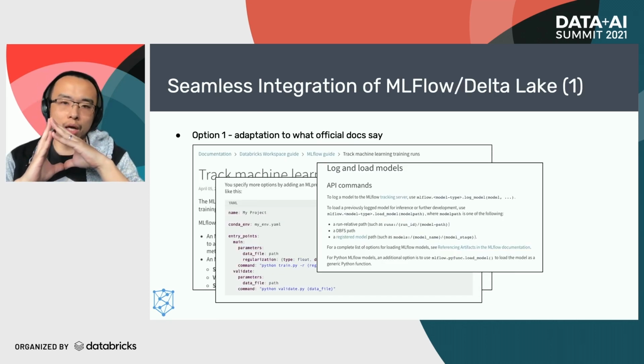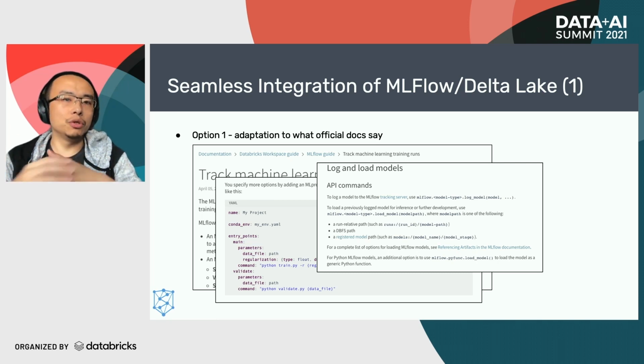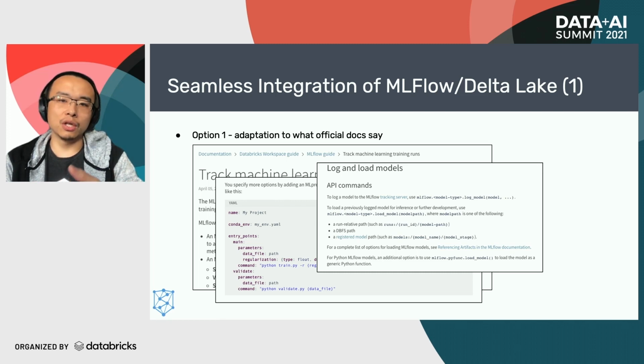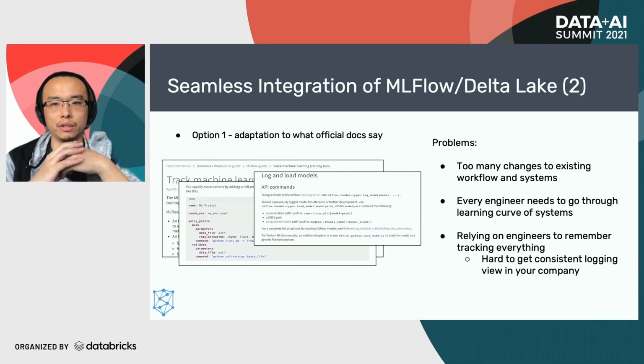I think the most straightforward way might be, okay, let's just read the official documents and see what they tell us to do. You can follow their instructions to add different configuration files to your code repo. You can also tell your engineers, please don't run Python scripts directly, you need to use the MLflow command to do that. Of course, we can do that, and eventually we can achieve the goal. The problem with this approach is that it involves too many changes to your existing workflow and systems. And when you adopt this approach, you essentially push every one of your engineers to the front line to go through the learning curve of the system. Of course, MLflow and data lake are great, but they still have different issues hidden in certain scenarios.